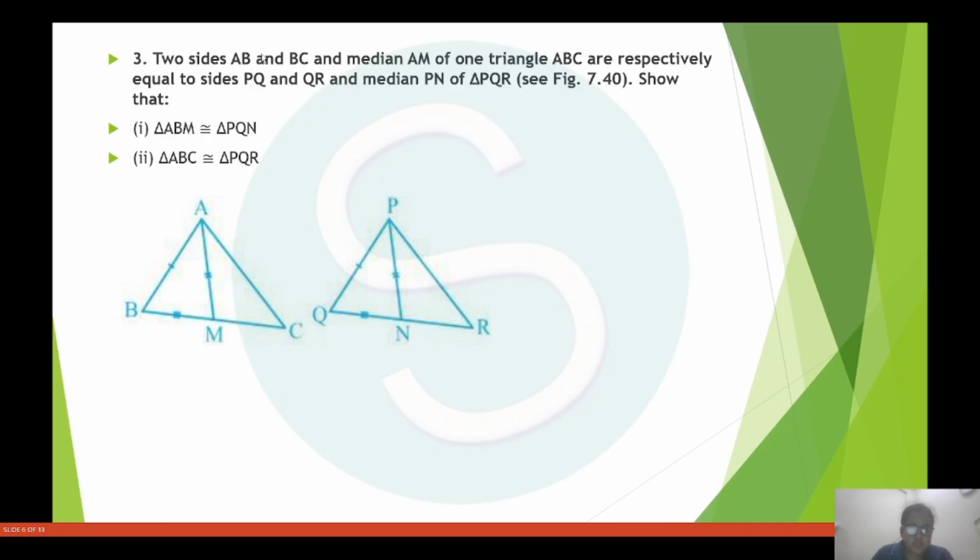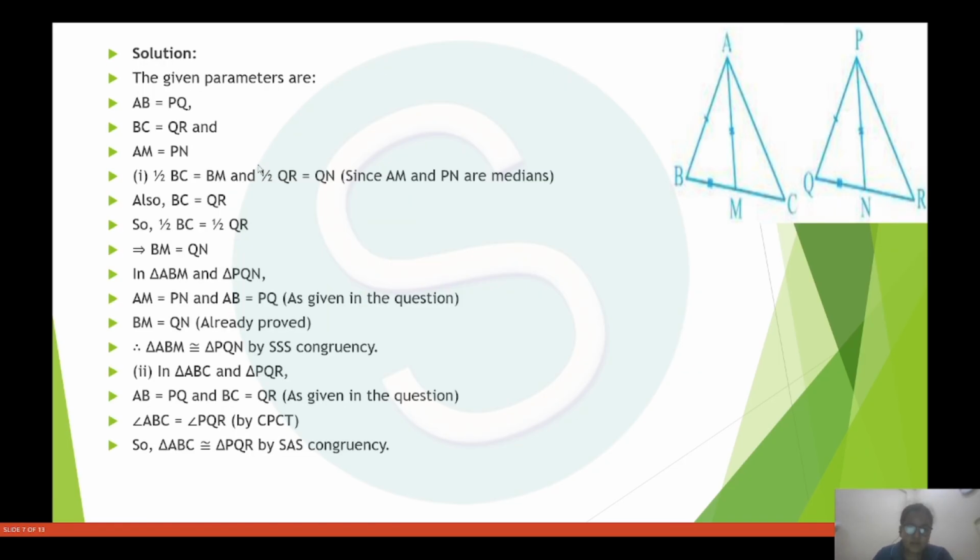Third question is two sides AB and BC and median AM of one triangle ABC are respectively equal to side PQ and QR and median PN of triangle PQR, and we have to show that triangle ABM is congruent to triangle PQN and ABC is congruent to triangle PQR. So यहाँ पे क्या given है कि AB जो है वो PQ के इक्वल है, BC जो इक्वल है QR, and AM is equals to PN. And हमें प्रूव करना है कि triangle ABM is congruent to triangle PQN.